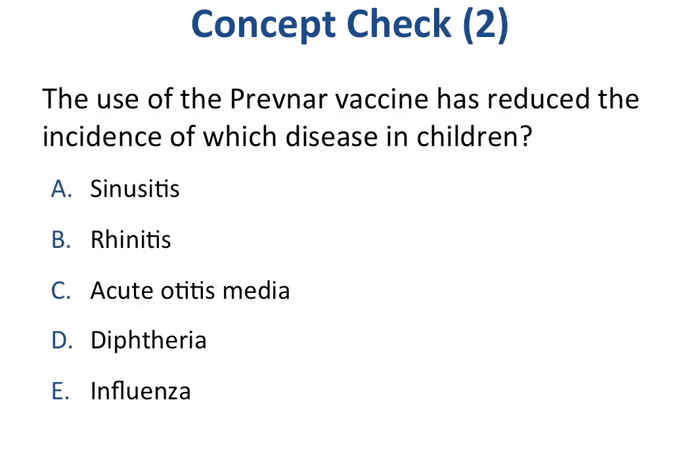So here, question. The use of the Prevnar vaccine has reduced the incidence of which of the diseases in children? I give you 5 seconds. So the correct answer is C. Okay, acute otitis media.